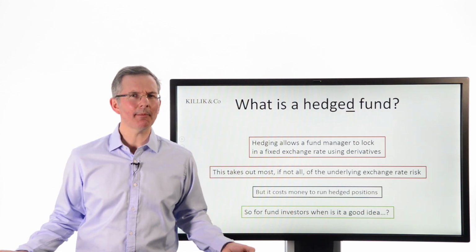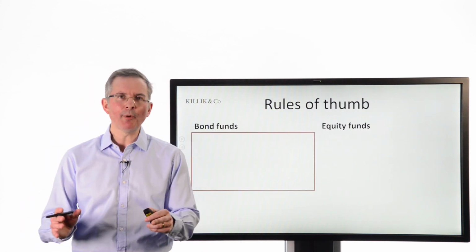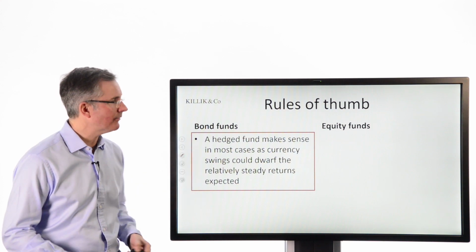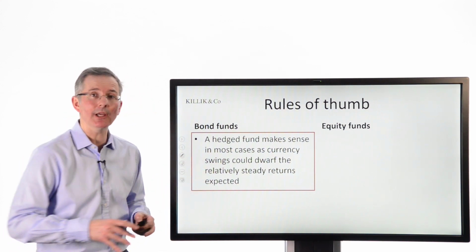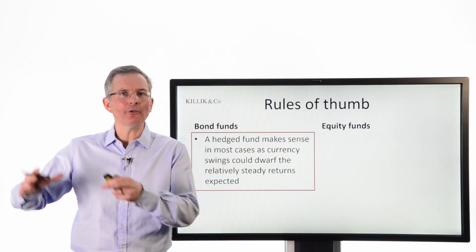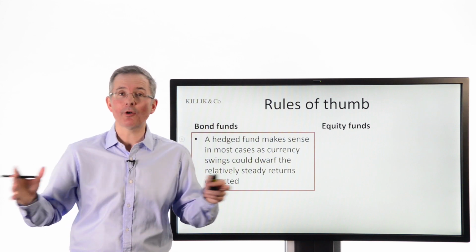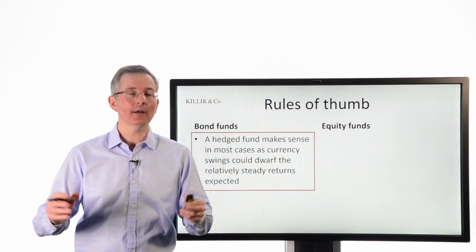So how do you make up your mind which one to buy? Well, I'll give you a few pointers, some rules of thumb. With bond funds, it often makes a lot of sense, not always, but often makes a lot of sense to buy a fund that is doing foreign currency hedging, because bond funds are kind of steady as you go type funds, all right, they're not spectacular growth, and foreign currency can wipe out any gains they make in a given period.